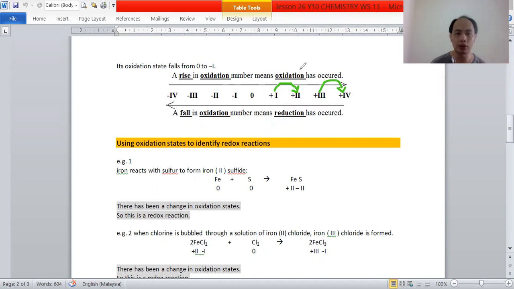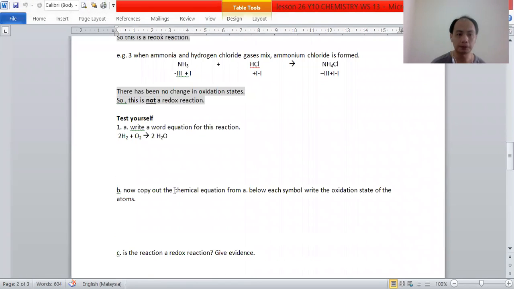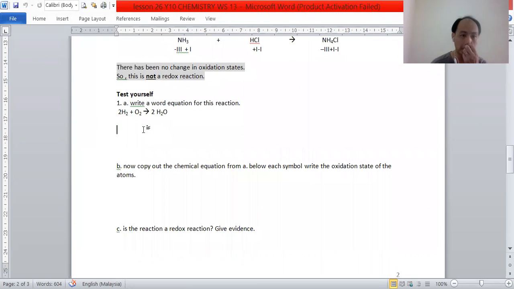What about reduction? For example, from 0 to negative 2. Say chlorine becomes chloride, it receives an electron. Or oxygen becomes oxide, it receives 2 electrons. Or from negative 1 to negative 2, it is also reduction. From negative 1 to negative 3, it is also reduction. Then we go to the example.